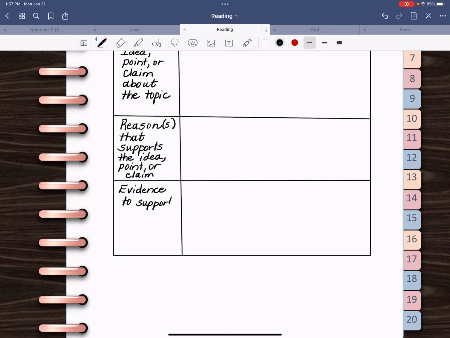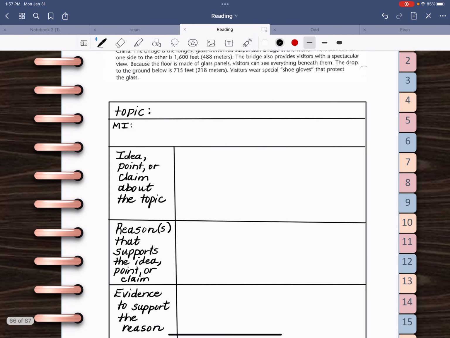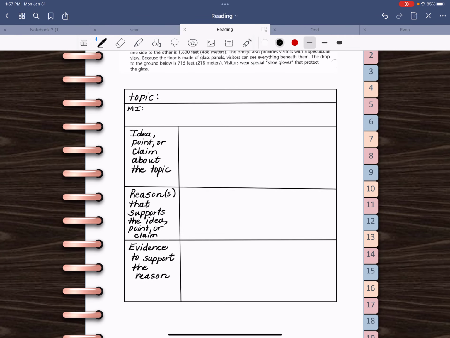So these sort of build on each other. They need to be in this order. You want your idea first, and then your reason, and then your evidence to think through this kind of passage.